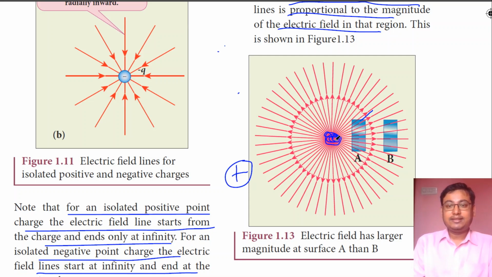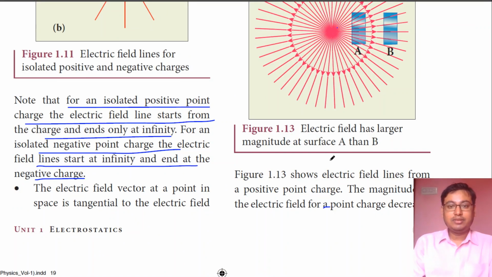It shows that the electric field near the charge is stronger, and as we go away it decreases. So you can visualize from this figure the electric field lines from a positive point charge. At the center we have a positive point charge. The magnitude of the electric field for a point charge decreases as we go away from the charge, as given here.